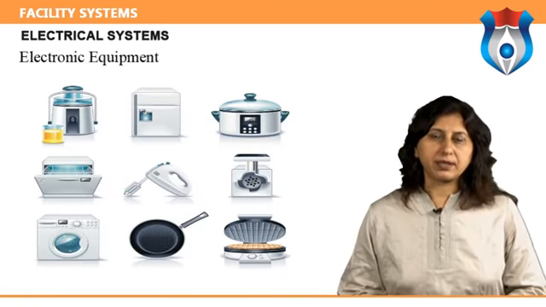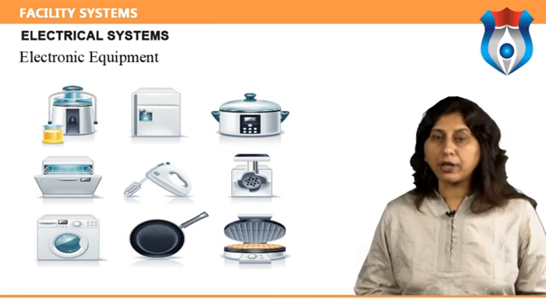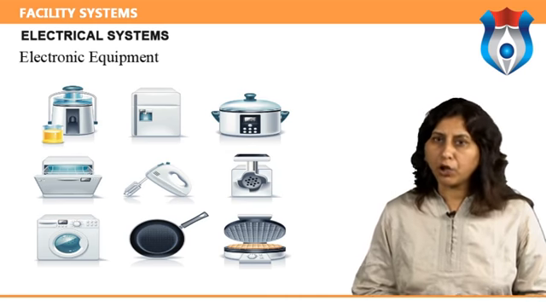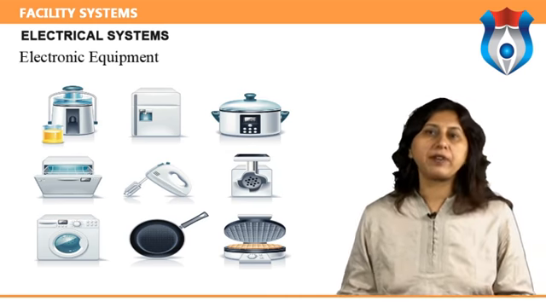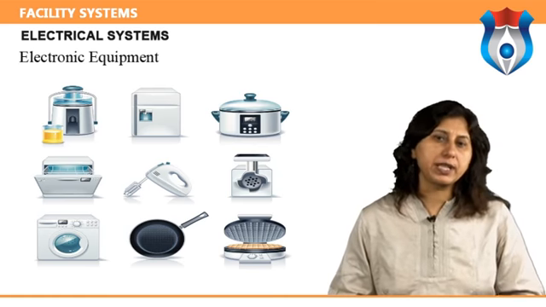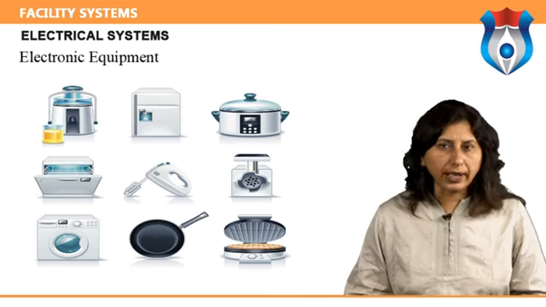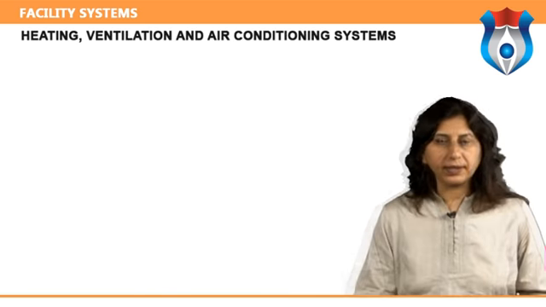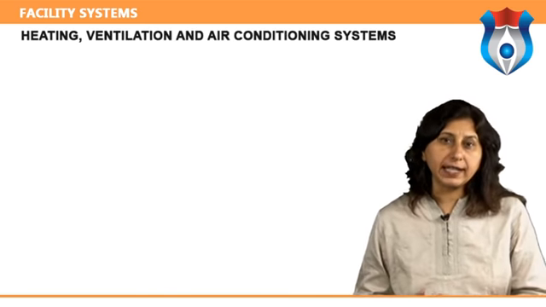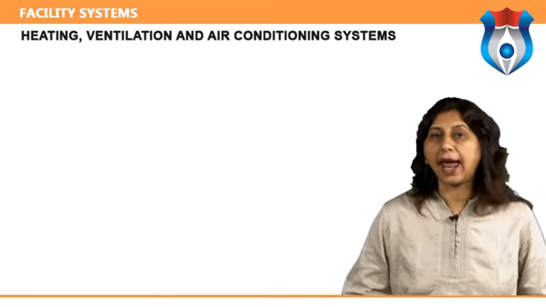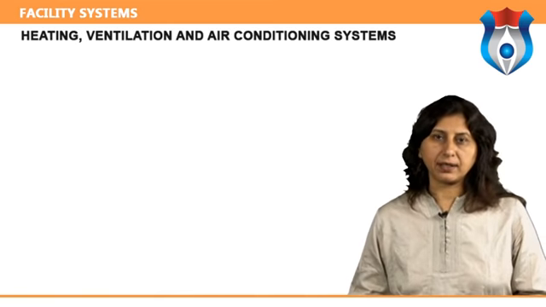Electronic equipment. The term electronic equipment is used for all systems which generally require very low voltage and power. These equipments are generally quiet in their operation. Let's know the meaning of heating, ventilation and air conditioning systems.